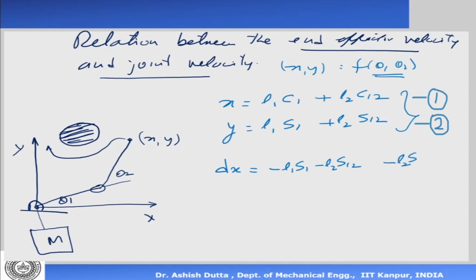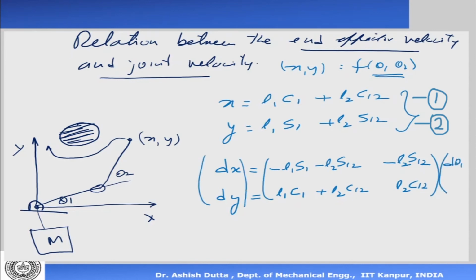So L2 cos 1, 2. The second one is dy. I'm differentiating again with respect to theta 1: cos 1 plus L2 cos 1, 2, and the second one is L2 cos 1, 2. In matrix form, I'm writing it like this. And here it is d theta 1, d theta 2. I hope you understand the way I've written it.